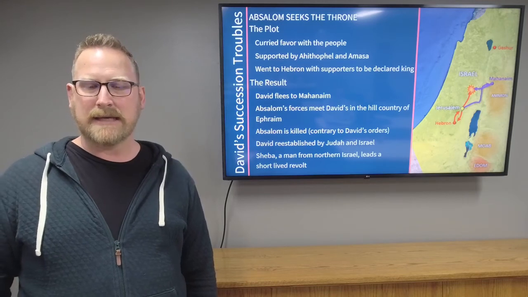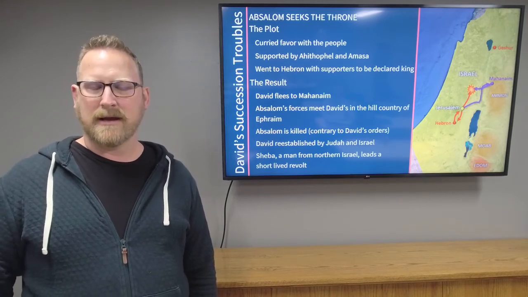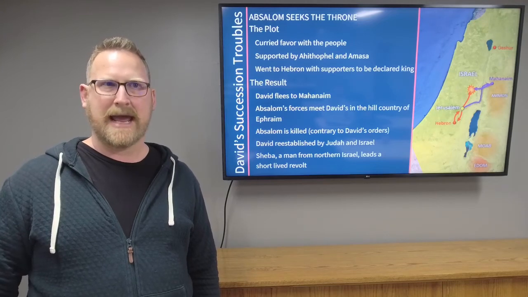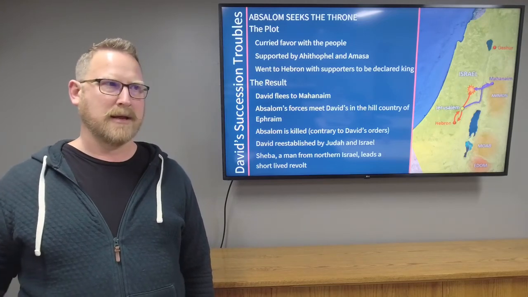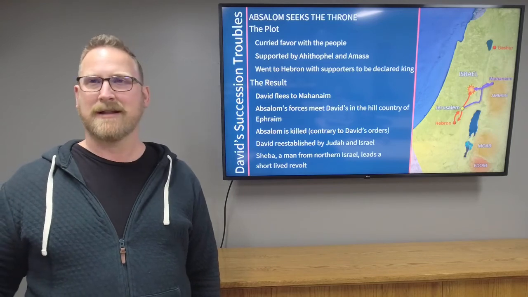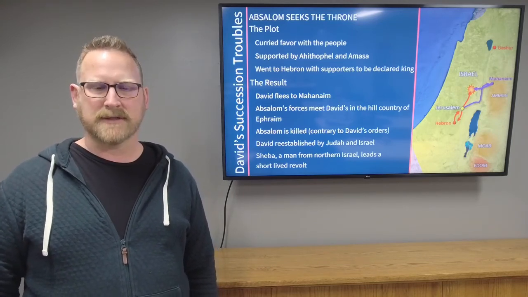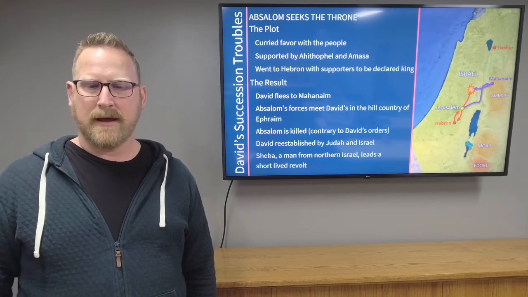And the way he is killed is he's riding through the forest and his hair gets caught in the tree branches and he hangs by his hair. He's found completely alive, stuck like that. And Joab, instead of helping him down and taking him captive, drives a spear through him while he hung there.